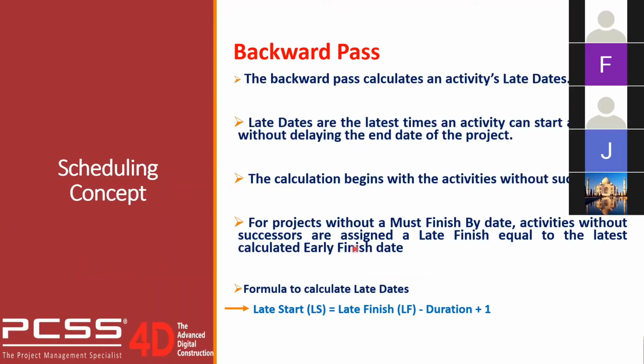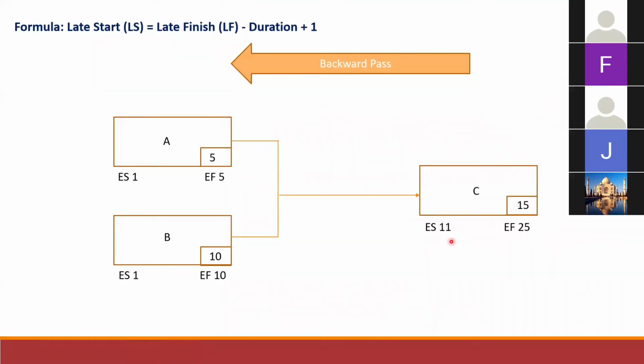So let's say you have a project where there is no must finish by date. So for the successor activity here, the late finish will be equal to the early finish date. This is the formula to calculate late dates, where late start equals late finish minus duration plus 1. For activity C here, there is no imposed must finish by date. So the latest finish date is equivalent to the early finish date, which is the 25th. Using the same formula, 25 minus 15 plus 1, you get a late start equal to 11.